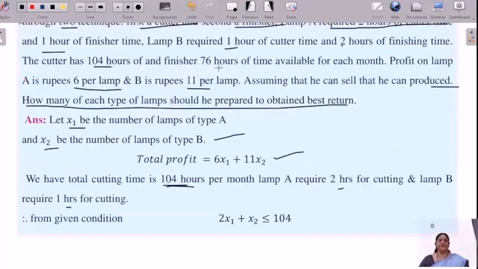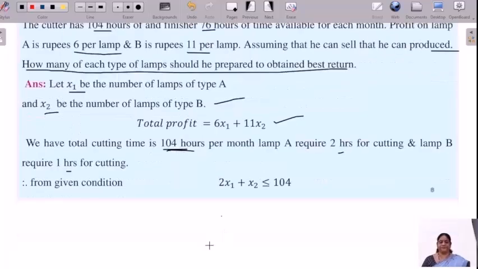Similarly, the finishing time is 76 hours per month, and lamp A requires 1 hour for finishing and lamp B requires 2 hours. Therefore, the constraint is x1 plus 2x2, because total finishing time available each month is 76. So the second constraint is x1 plus 2x2 less than or equal to 76.